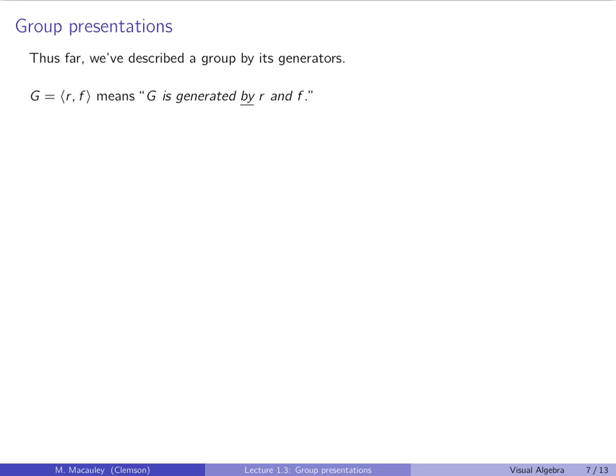Okay, at last, we're getting to the definition, which is in the title of this lecture, group presentations. Thus far, we've described a group by its generators. And we've written it like this. G is equal to angle brackets R and F. That means G is generated by R and F. However, it doesn't tell us how R and F generate G.